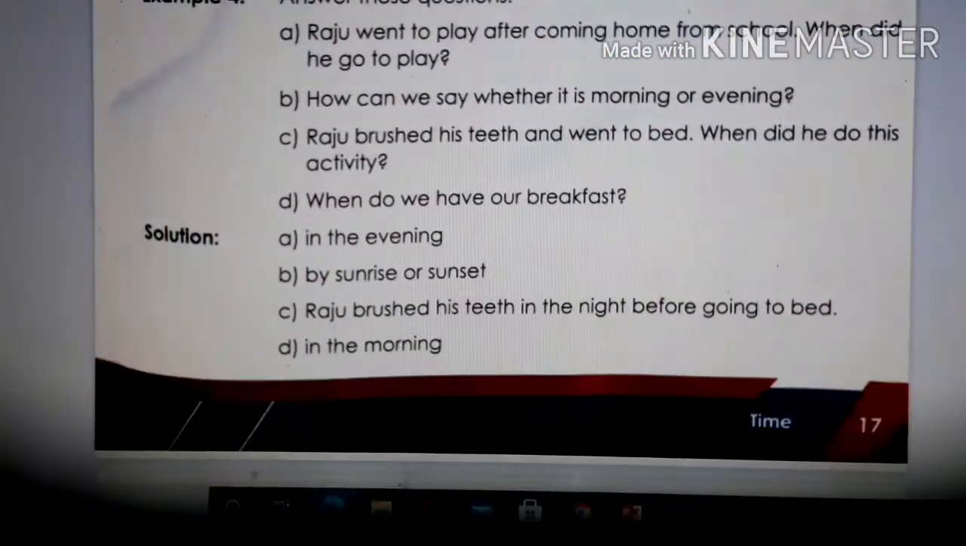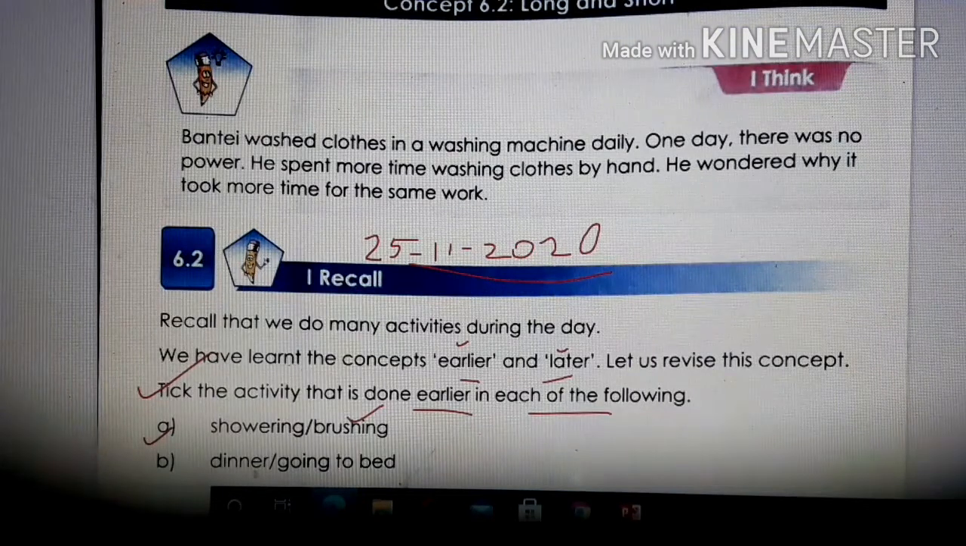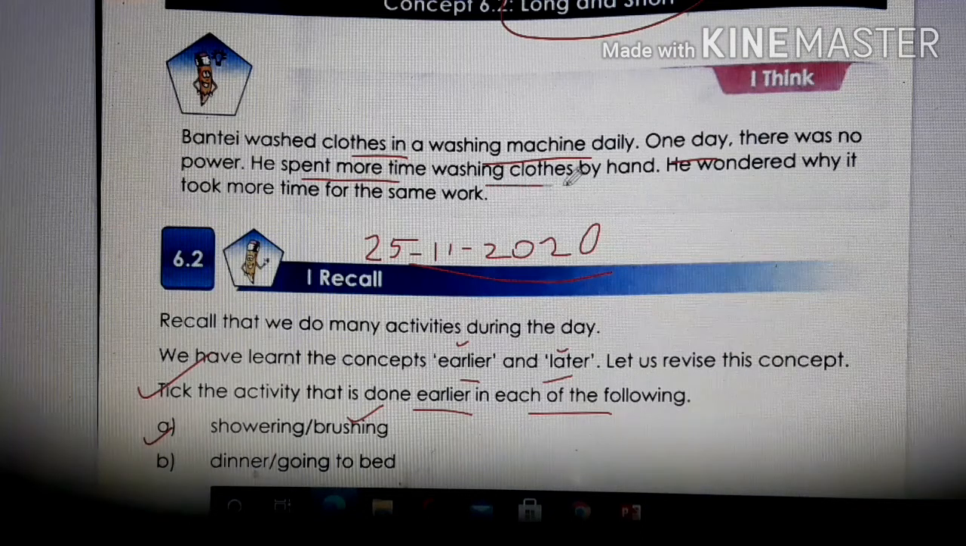So let's start with our today's topic, children. The learning outcome of today's class is to understand the terms long and short duration. Bunty washed clothes in a washing machine daily. One day there was no power. He spent more time washing clothes by hand. He wondered why it took more time for the same work.